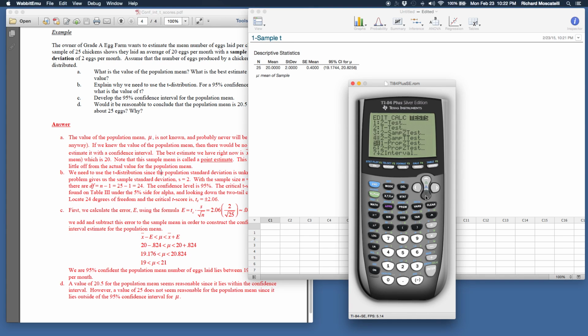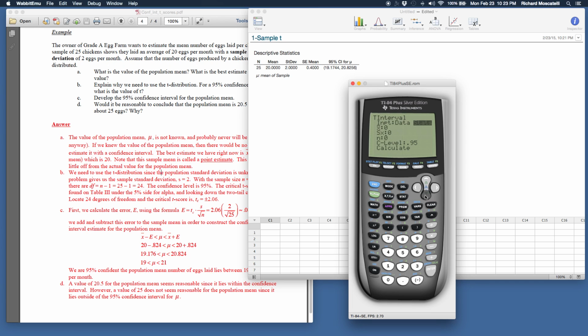So I'm going to go down to number 8, which is called T interval. Yeah, so here we go. T interval. This is a confidence interval using the t-distribution. So once you have number 8 highlighted, you can hit enter. And the input's very similar. It's saying, what do you give me? You give me some raw data, in which case you go to a list. Or do you have the statistics? Well, we have the statistics.